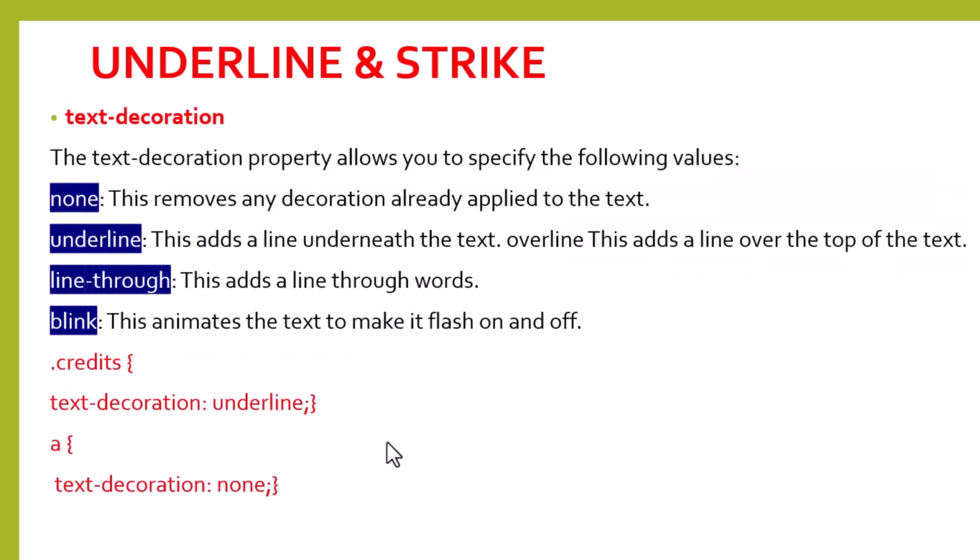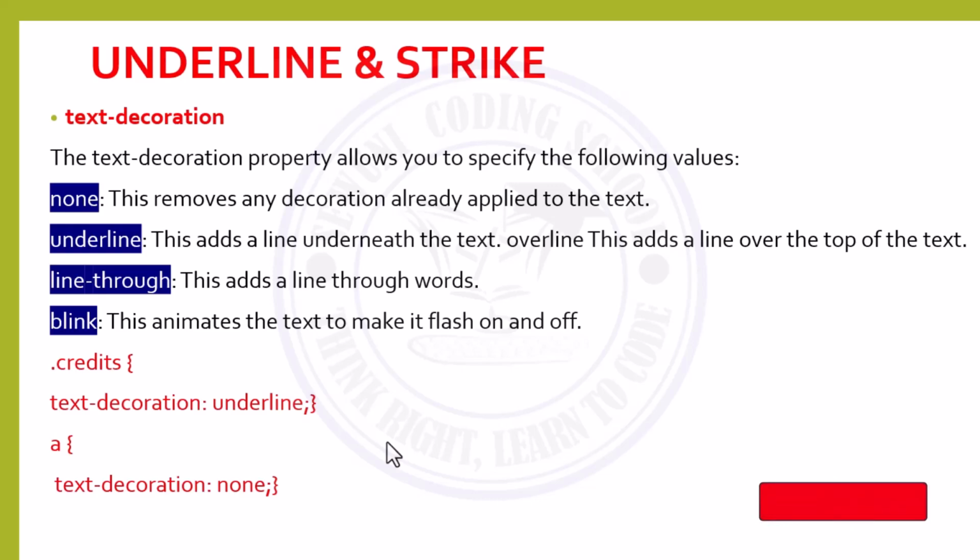Now let's talk about underline and strike. In underline and strike, we use a property called text decoration. Okay, text decoration. This allows you to specify values such as none, underline, line through, and blink.